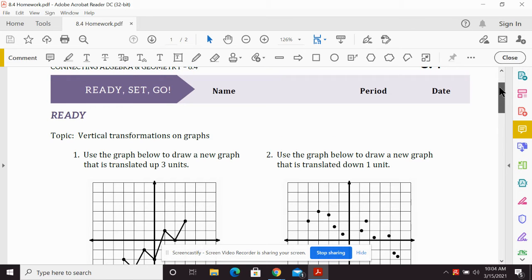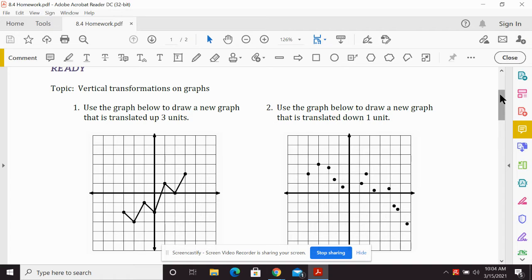Okay. So we're just moving all of these points up by 3. So we'll just start, we'll go left to right. So here I am.